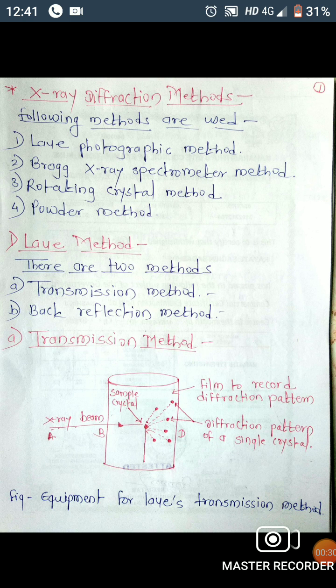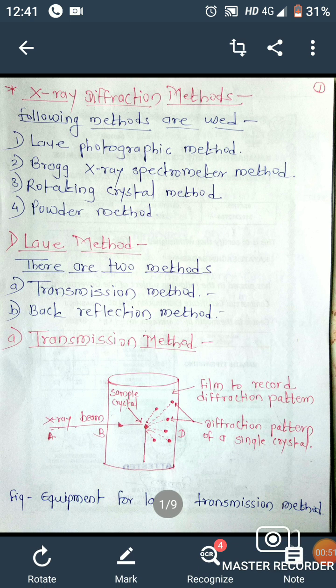First method is the Laue method. There are two methods of the Laue. First one is the transmission method, and the second one is the back reflection method. We see the transmission method first. This is the equipment for the Laue transmission method.